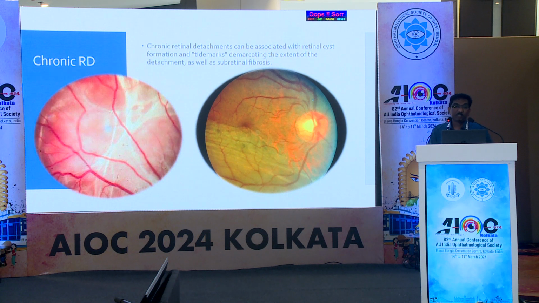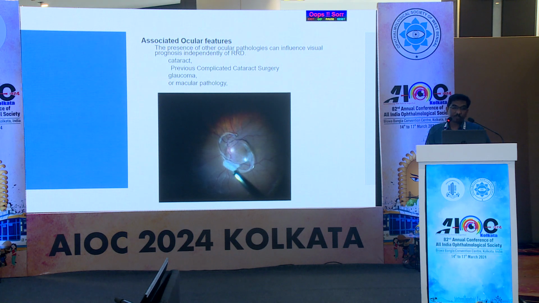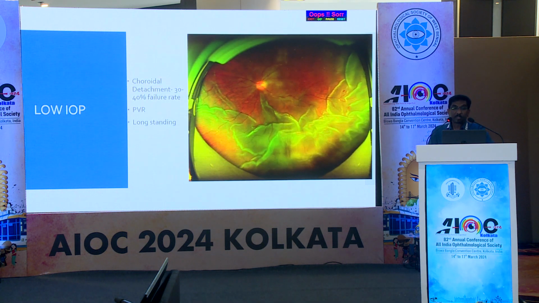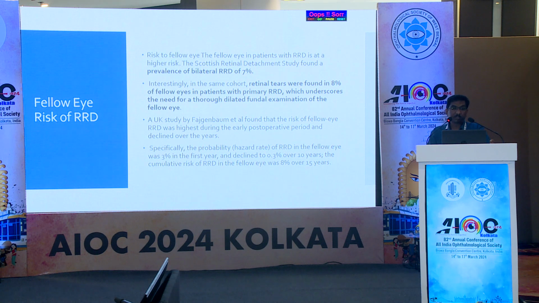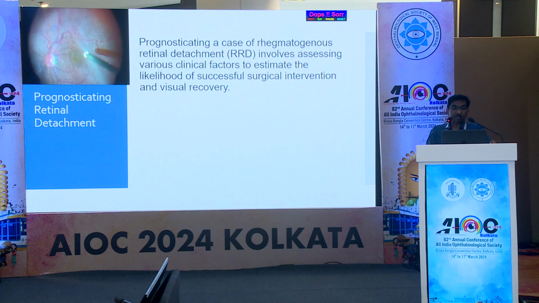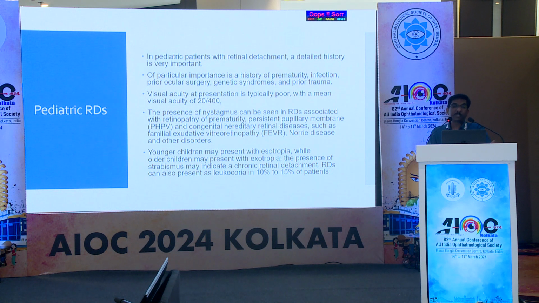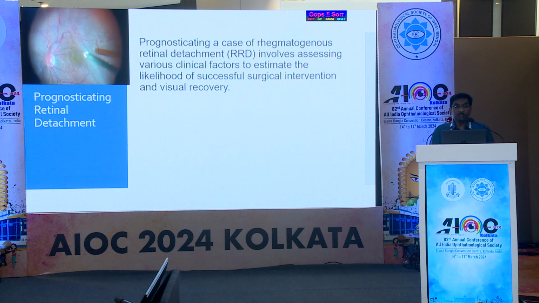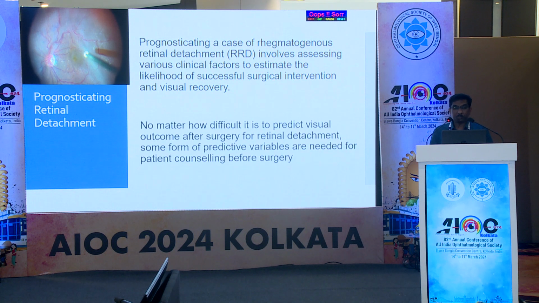Again, in chronic RD, these patients may have a lesser chance of visual gain because of the pigmentation, even though the detachment is shallow. Associated features like a complicated cataract surgery with a dislocated lens may all complicate matters. And if a choroidal detachment is there, the risk of failure is approximately 30 to 40% in these patients. Again, pediatric RDs are a different ball game. They usually present with poor vision, and they gain lesser vision compared to adults. So prognosticating RD, no matter how difficult it is to predict after surgery for retinal detachment, some form of predictive variables we need to have for patient counseling before surgery. Thank you.